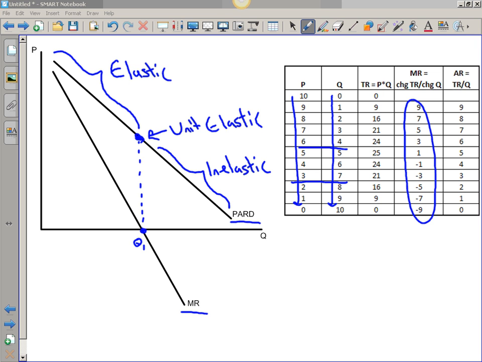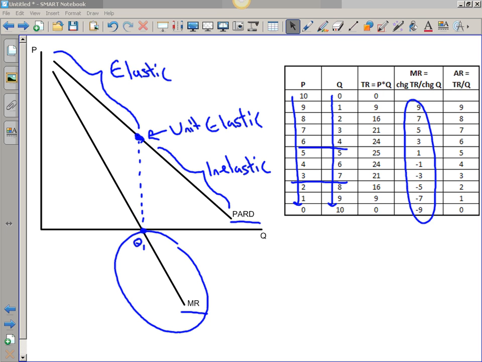Is there any reason why a firm would produce in the inelastic portion of its demand curve? Well, no, because the firm is always going to produce where MR equals MC. And since cost would always have to be a positive number, then the intersection between marginal cost and marginal revenue could never occur in this area of the graph.